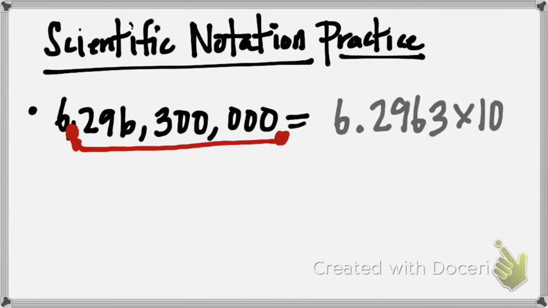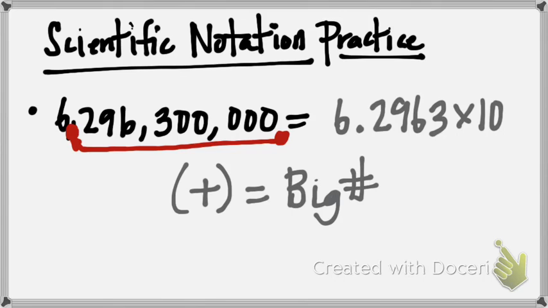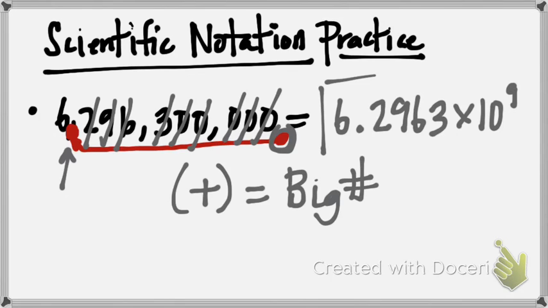And then you're going to put your 10, and the question is, is it a positive or a negative exponent? Well, remember, if it's a positive exponent, you're dealing with a big number. So in this case, it's definitely a big number. So then I count the number of spaces from my original decimal spot to my new decimal spot. So I count 1, 2, 3, 4, 5, 6, 7, 8, 9, and that's where I'm going to put it. So your new answer is going to be 6.2963 times 10 to the 9th.